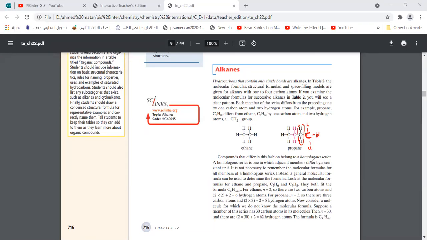So that's why we call all the alkanes a homologous series. What I mean by homologous series is a series of compounds that differ by a constant unit, which is CH2. That means the difference between each alkane and the next is just one extra carbon with two hydrogens. Is it hard like this? Any hard question here, guys?